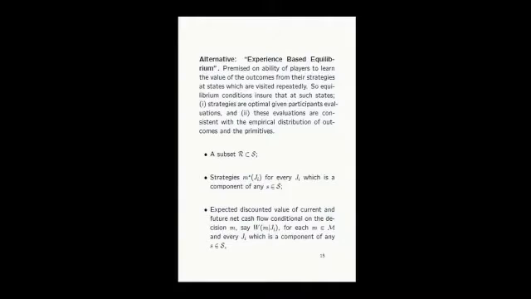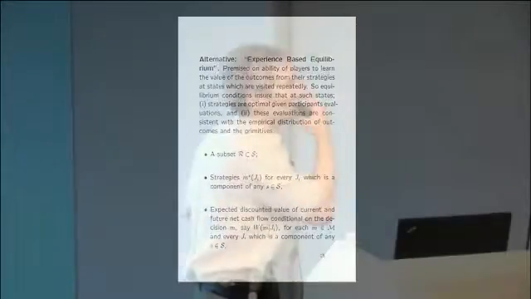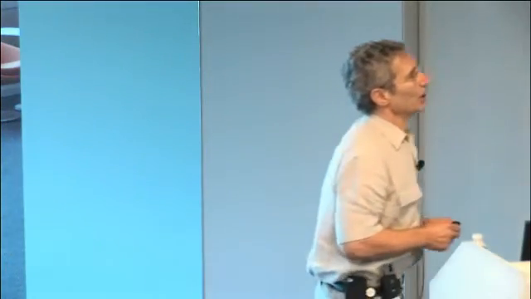So I'm going to give you a different notion of equilibrium. We call it experience-based equilibrium. You'll see why in a second. I'm going to premise it on the ability of players to learn the value of outcomes from their strategies at states which are visited repeatedly. If I hit this state many times, I'll eventually work out what the outcomes from that state are. So equilibrium strategies are going to ensure that at those states, strategies are optimal given participants' evaluations.